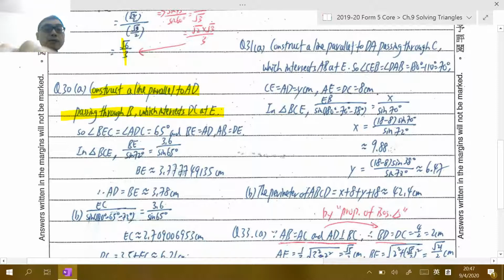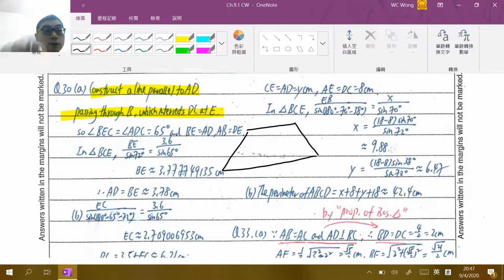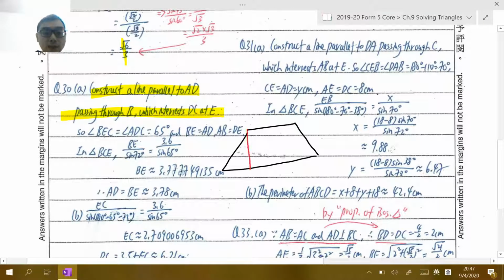I would also like to say that some of you may say, oh, Mr. Wong, I don't follow the book, or I don't follow you. I do this trapezium problem by drawing two perpendicular lines from the base to base, something like this. So this is also okay to solve such a problem.